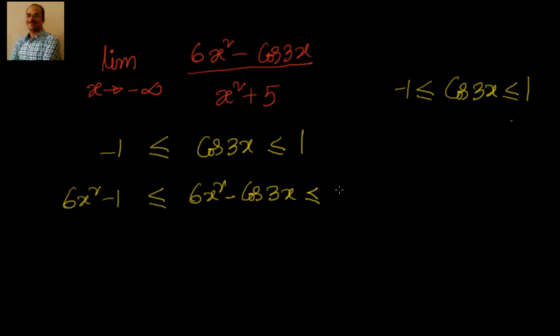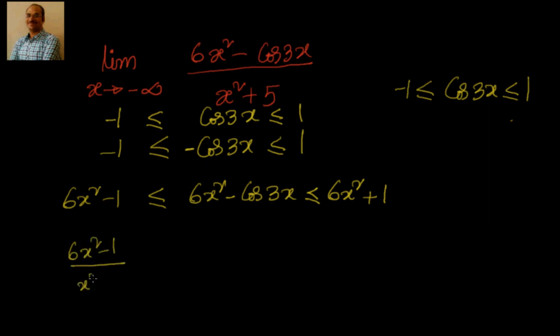6x square minus cos 3x less than or equal to 6x square plus 1. I can write one more step here. Even if you multiply with minus 1, it will be the same. Minus 1 less than or equal to cos 3x less than or equal to 1. Even if you multiply with them, the values will be between minus 1 and 1 only. 6x square minus 1 less than or equal to 6x square minus cos 3x less than or equal to 6x square plus 1. Now we will divide by x square plus 5.